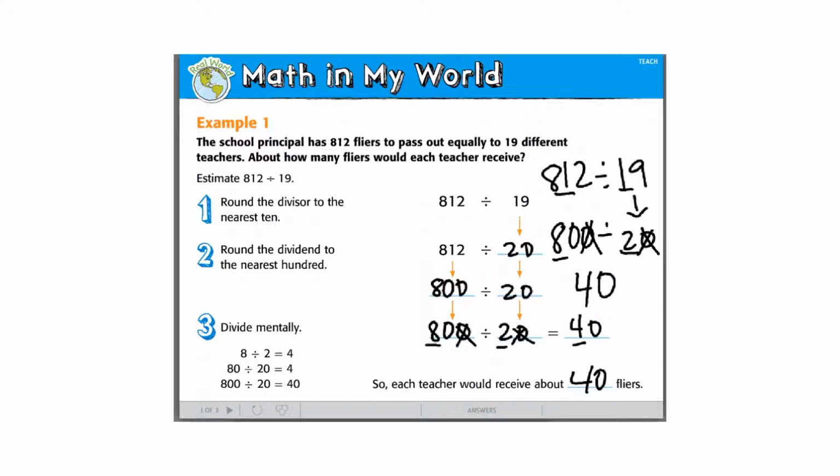So this time each teacher would get about 40 flyers, and you could always check your work by multiplying. So if I multiply 40 times 20, 4 times 2 is 8, add these 2 zeros on, that equals 800, which is pretty close to 812.